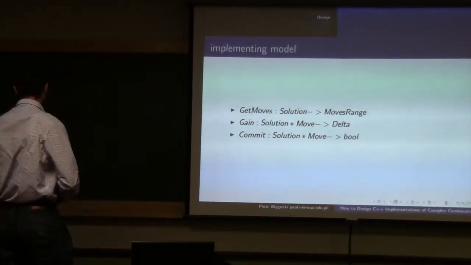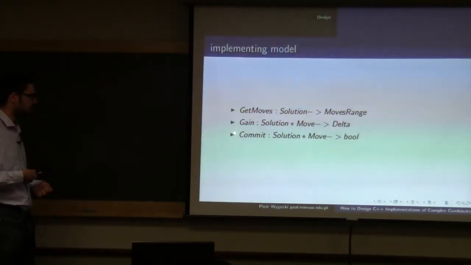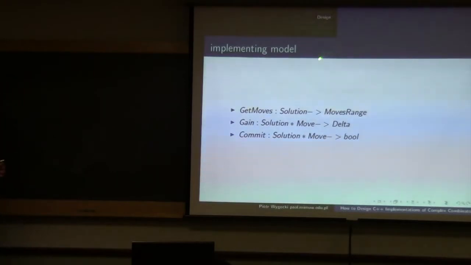And these are, conceptually, the things that we need to know to implement our algorithm. For a given solution, we need to know what are the possible moves that can improve this solution. And for a given solution and given move, we need to know how good this move is. So it returns delta, which if it is positive, means that this move is improving. If it's negative, it means that this move is non-improving.